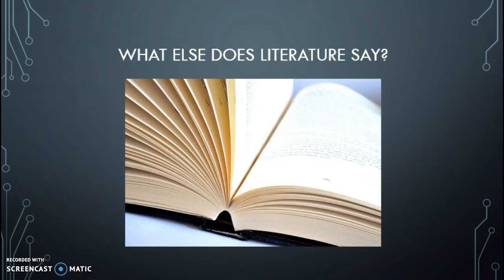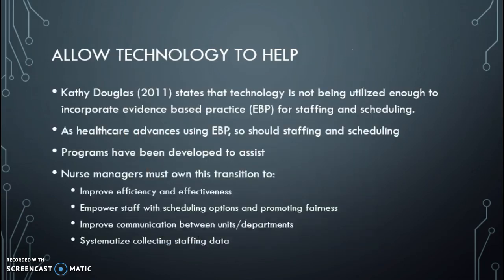So what else does the literature say about staffing and scheduling? Allow technology to help. Kathy Douglas states that technology is not being utilized enough to incorporate evidence-based practice for staffing and scheduling. As healthcare advances using EBP, so should staffing and scheduling. There have been programs developed that can assist in this, but she really emphasizes that nurse managers must own this transition to using technology for staffing and scheduling.